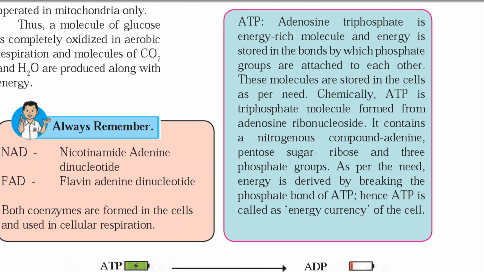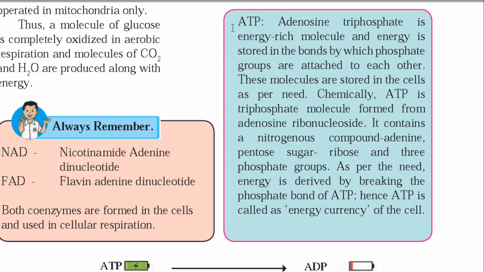So NAD means nicotinamide adenine dinucleotide, and FAD means flavin adenine dinucleotide. Both these coenzymes are formed in the cell and used in cellular respiration. That means in cellular respiration, these two coenzymes are produced, and these coenzymes actually produce the ATP molecules.